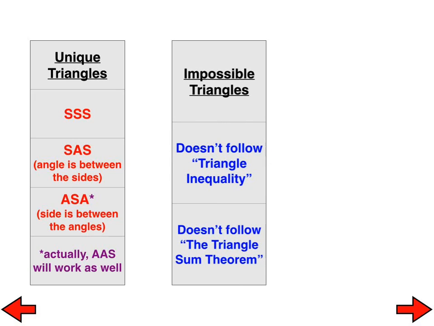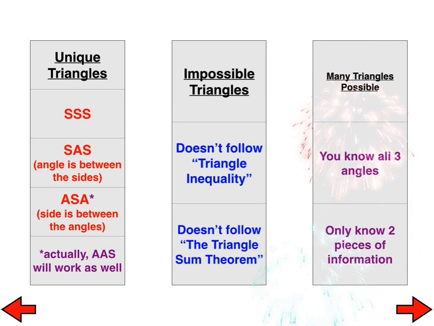Now, what are the ways where you can't make a triangle? Well, if it doesn't follow the triangle inequality, the sides don't follow that. If the angles don't add up to 180, that means it doesn't follow the triangle sum theorem. In all of these situations we've ran into over the last 4 lessons. And then, when is it possible to make many triangles? And we ran into some of those yesterday. If you are given 3 angles you can make many types of triangles. Those are similar triangles. Or if I only give you two pieces of information. And that's kind of how we started yesterday's lesson.